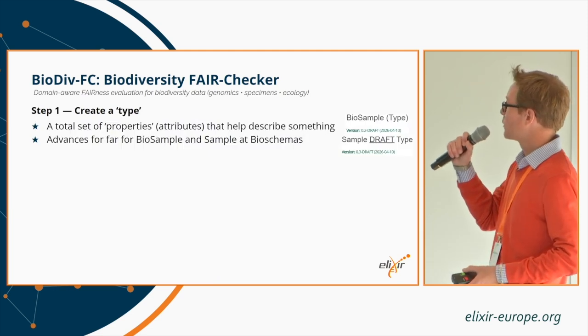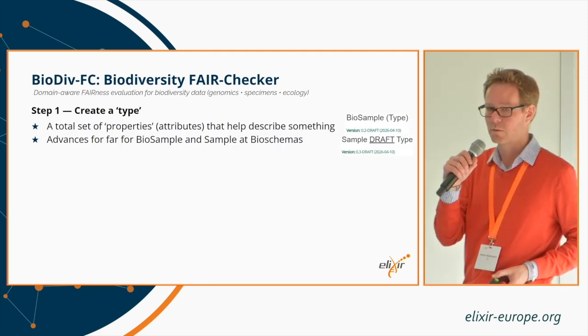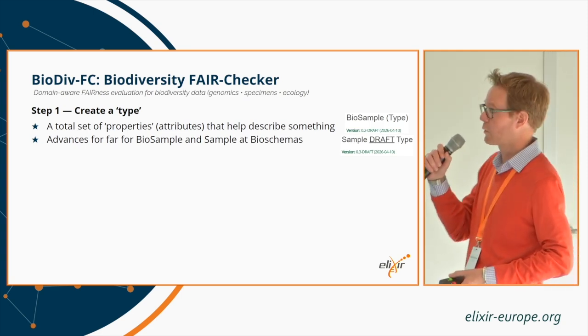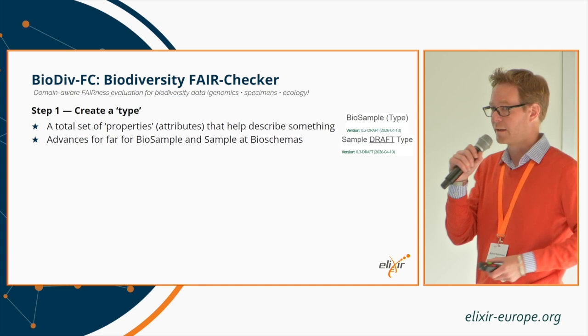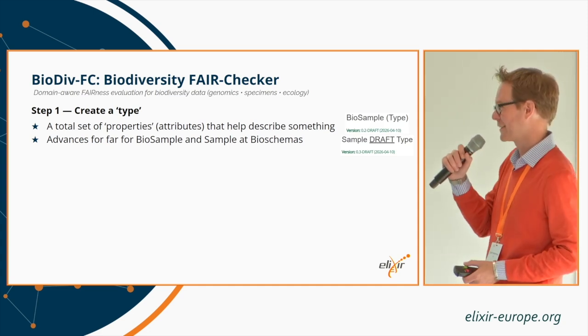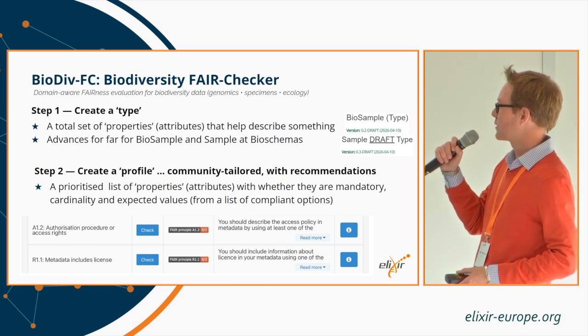And so we start off by creating what we call a type, which is this set of properties or attributes. And we started with BioSample and Sample at Bioschemas. And Nick, who's sitting at the back there, will be able to answer all your questions about that during the break or over dinner. Then step two is moving on to create the profile.